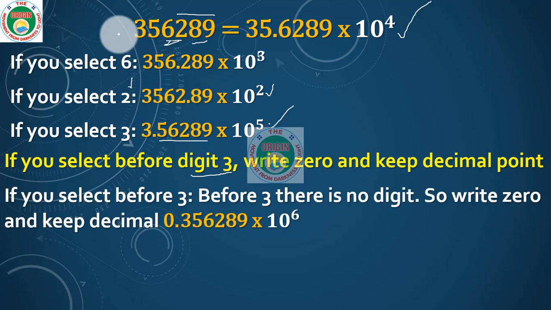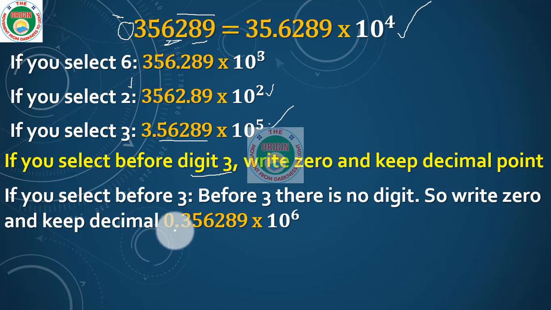Now I am doing this step. If you select before 3, I am selecting the digit before 3. Before 3 there is no digit, so write 0 and keep the decimal. After 0, this is the number I taken here. After 0, how many digits? 1, 2, 3, 4, 5, 6.